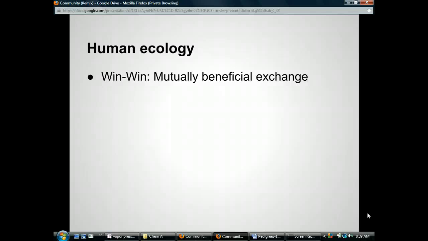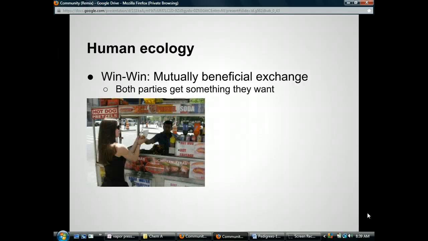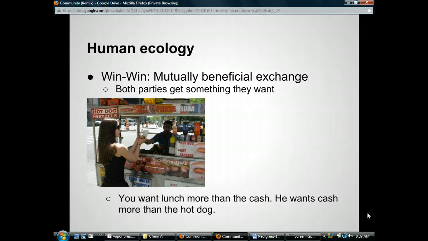This win-lose, win-win stuff, I first saw it in Stephen Covey's book, 7 Habits of Highly Effective People. He plays on it a lot. We should always strive for win-win, mutually beneficial exchange. Both parties get something they want. For example, you want lunch more than the cash. He wants the cash more than the hot dog.